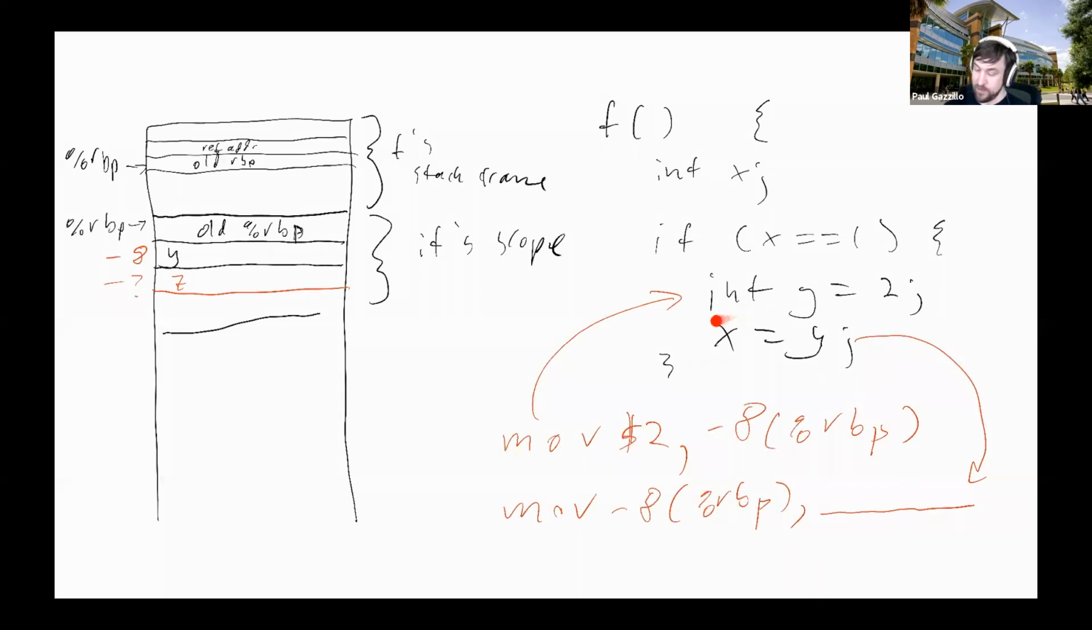Remember, according to the rules of our language, we're allowed to access X because our definition says that we can access any variable in any parent scope. Given this scheme where we use a new stack frame, how do we access X? What do you guys think?